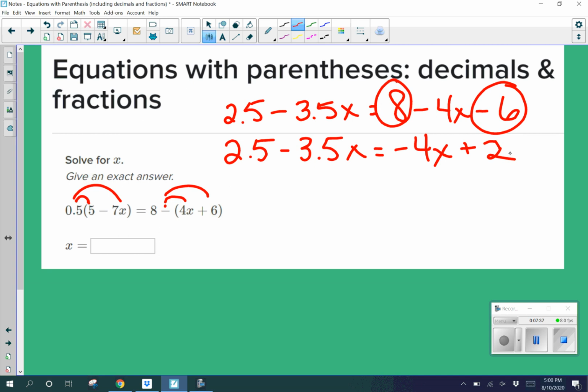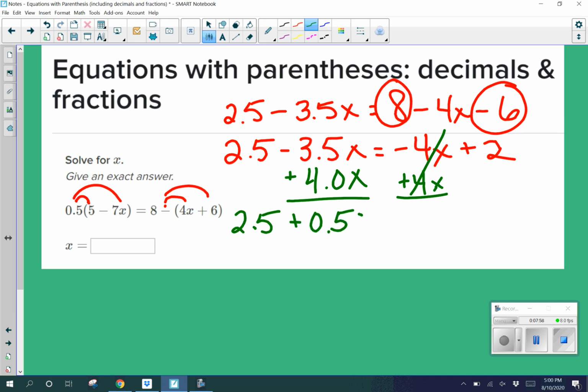So now I'm going to go ahead and add 4x on both sides. It's going to cancel here. Notice I added the decimal and the 0. Different signs, so we're going to subtract these. That's going to leave me with a positive 0.5x.